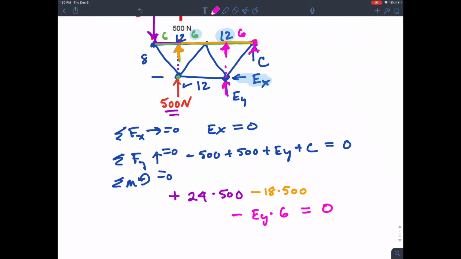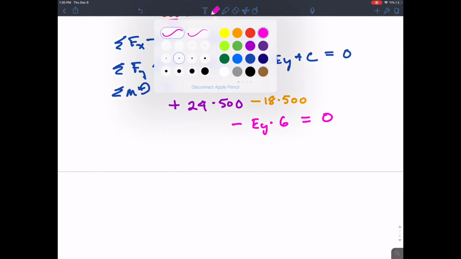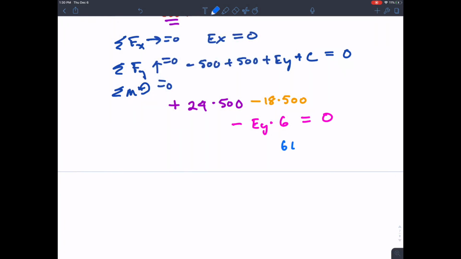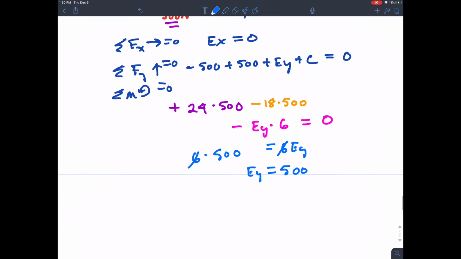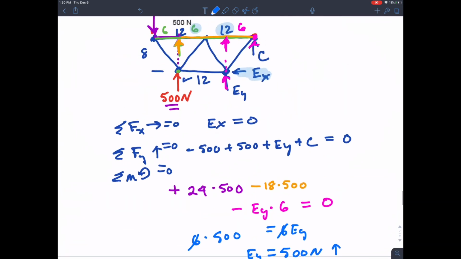Okay, so we have this equation. I can move Ey times 6 to the other side, and then sum the forces over here. I have 24 minus 18, which is 6 times 500. The 6's divide out, and I see that Ey is 500 newtons moved in the reference direction, which is up.